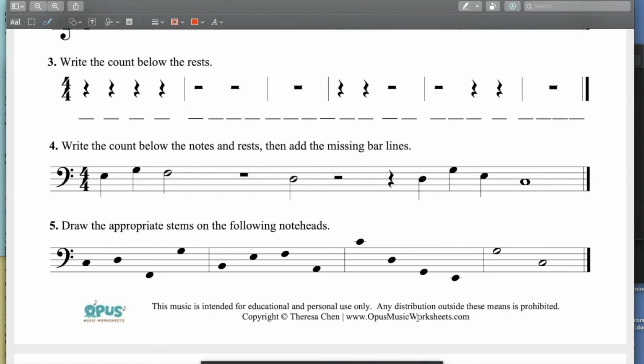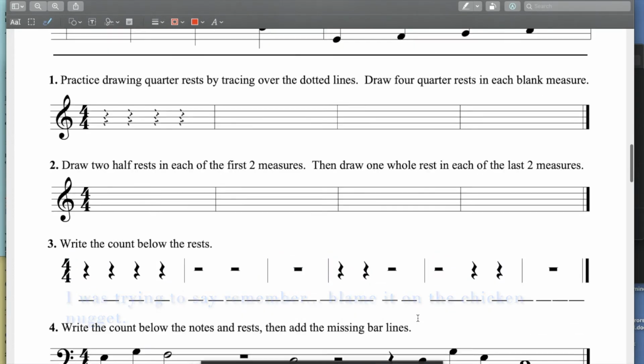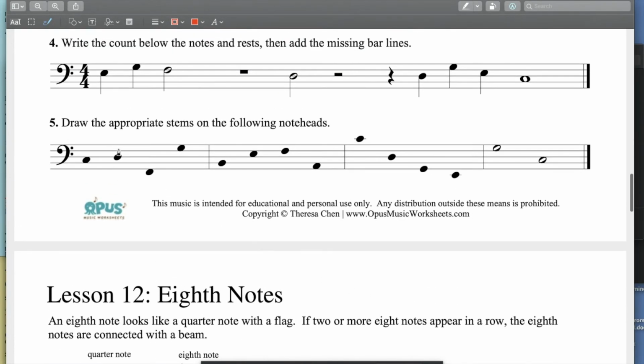Draw the appropriate stems on the following note heads. So the note head is the circle. The stem is the line. Remember, there's a rule about above the third line or below the third line. If it's on the third line, it can be either or, technically. So this one's going to go up because it's below the third line. That's ugly. This one could go up or down, so it could be this, or it could be that. This one has to go up. It's below the third line. This one has to go down. It's above the third line. Remember, up on the right, down on the left.